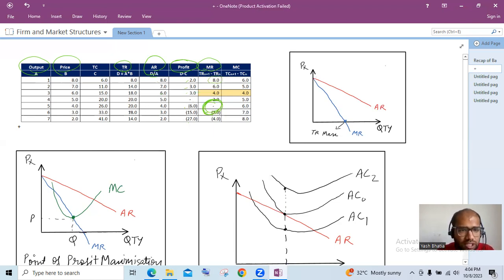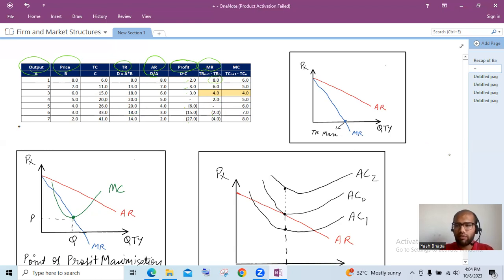our total revenue is maximum at 20, right? After that, total revenue also decreases. So when MR is equal to 0, our total revenue is maximum. You need to remember this relationship. From this table, it is proved that when MR is equal to 0, our TR is at maximum.